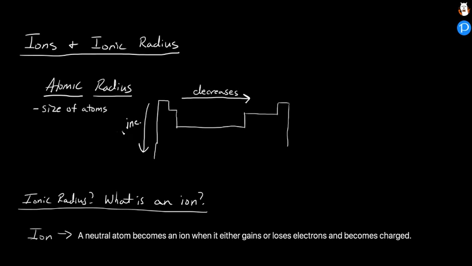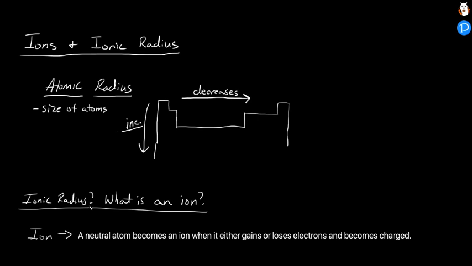We said the reason for that was because as we move down the group, those energy levels get further and further away from the nucleus, and so therefore the sizes of those atoms starts to increase. So that's the general trend when we're looking at atomic radius. So for a neutral atom, that's the trends in size we see. But what about ionic radius?